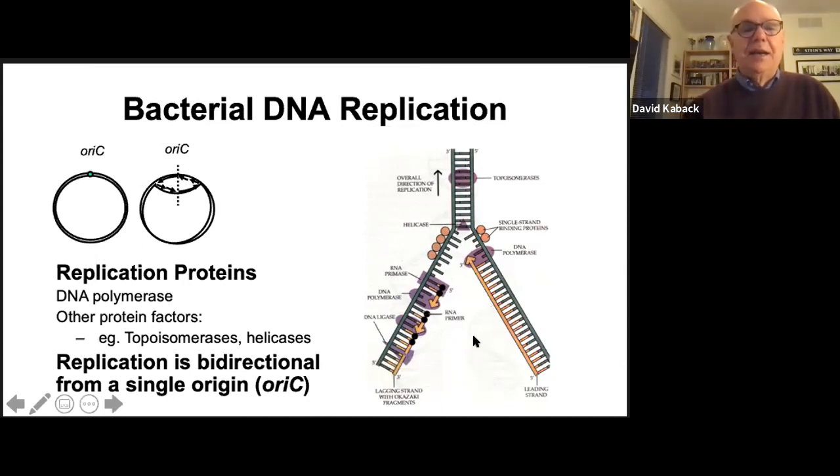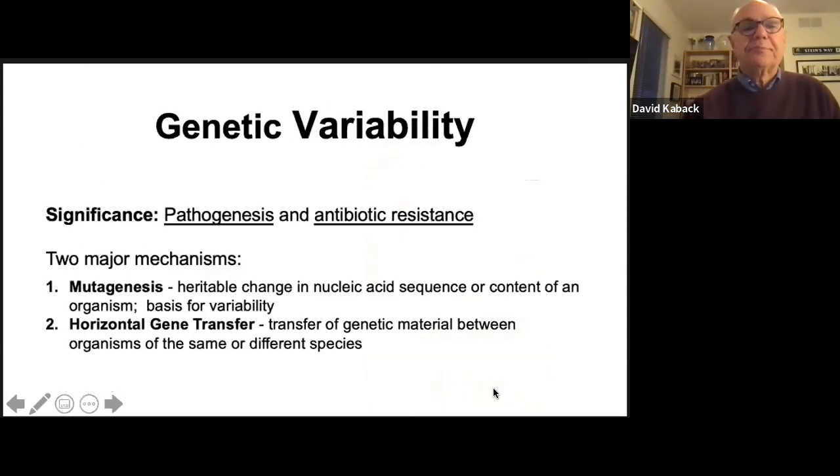Okay, and basically, genetic variability is an important part of bacterial pathogenesis, because bacteria evolve because they replicate so much. They actually evolve very quickly. They can transfer genes, especially antibiotic resistance genes, between organisms, which is why bacterial antibiotic resistance is such a worrisome factor. And bacteria can become resistant to antibiotics both by mutagenesis.